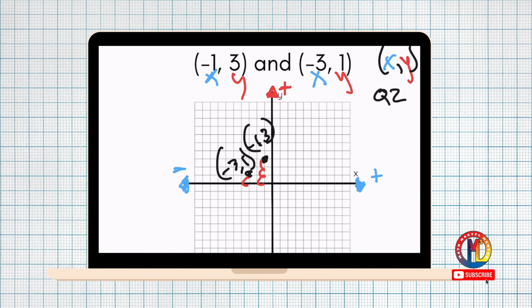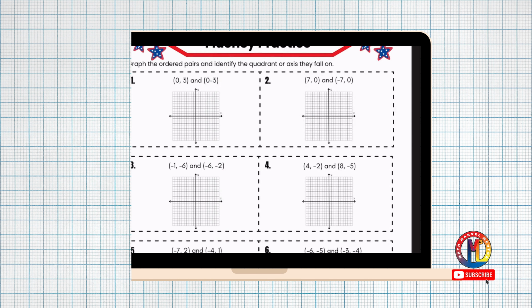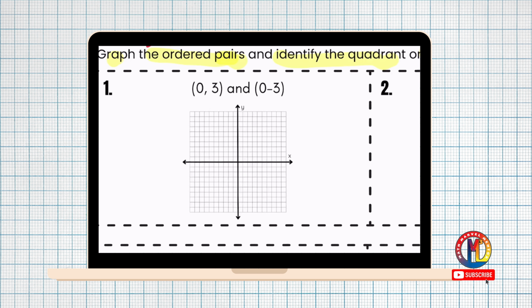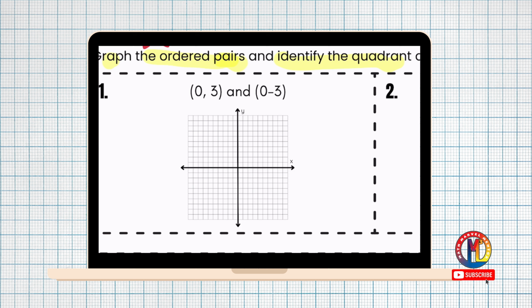So both points are in quadrant 2, and in quadrant 2, my x values are always negative and my y values are always positive because it's above 0. Okay, we're going to do one example here, graph the ordered pairs, and then identify the quadrant or the axis that they fall on. So we're going to have an example here. We have 0, 3, and 0, -3.